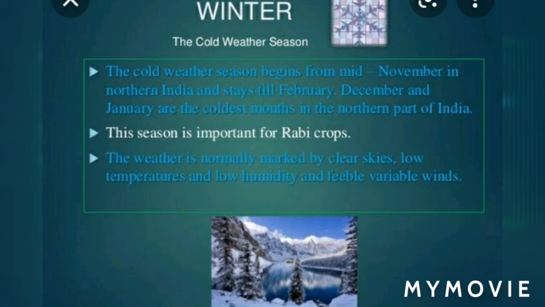A characteristic feature of the cold weather season over the northern plain is the inflow of cyclonic disturbances from the west and northwest. The total amount of winter rainfall, locally known as Mahawat, is small. They are of immense importance for the cultivation of rabi crops. The peninsular region does not have a well-defined cold season.